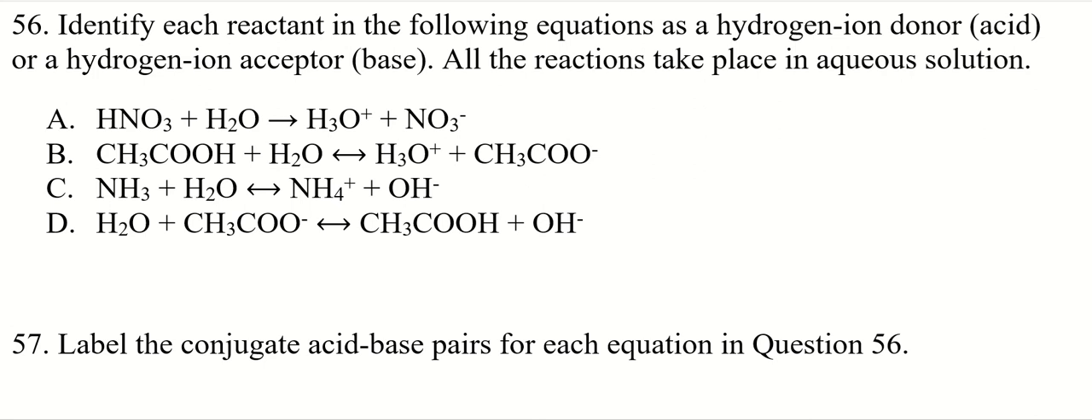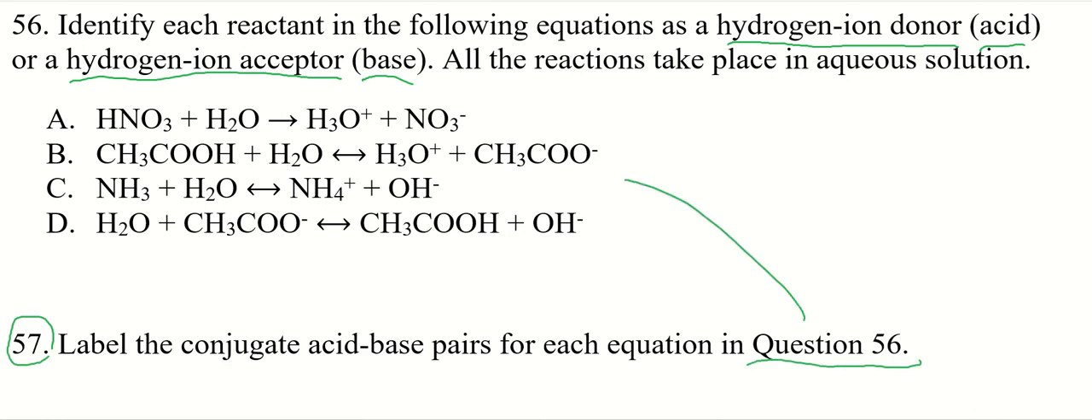We're going to identify the hydrogen ion donors. Those are known as Bronsted-Lowry acids. And hydrogen ion acceptors are known as Bronsted-Lowry bases. We're also going to do problem 57 because it refers to the same set of equations. And that wants us to label the conjugate acid-base pairs, which are acid-base pairs that only differ by a proton. So you should write that down in your notes if you don't have that already.